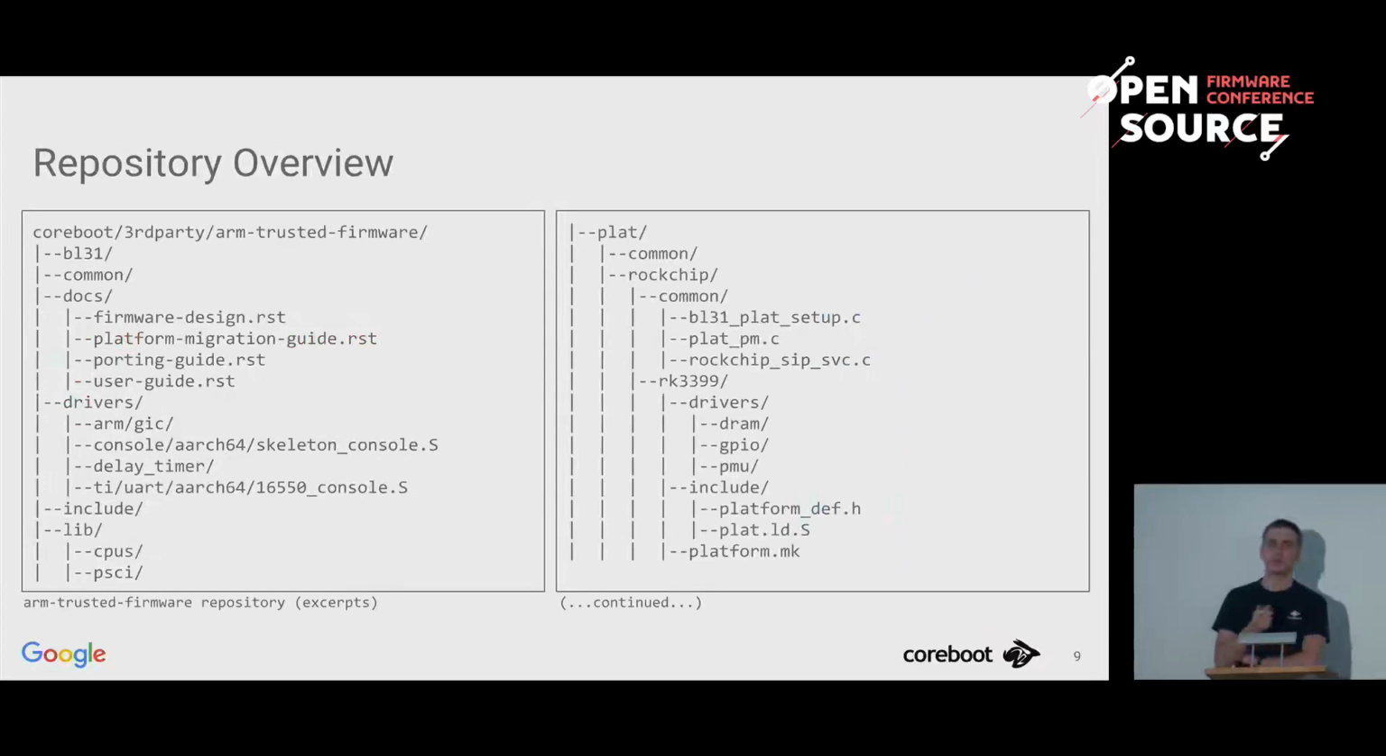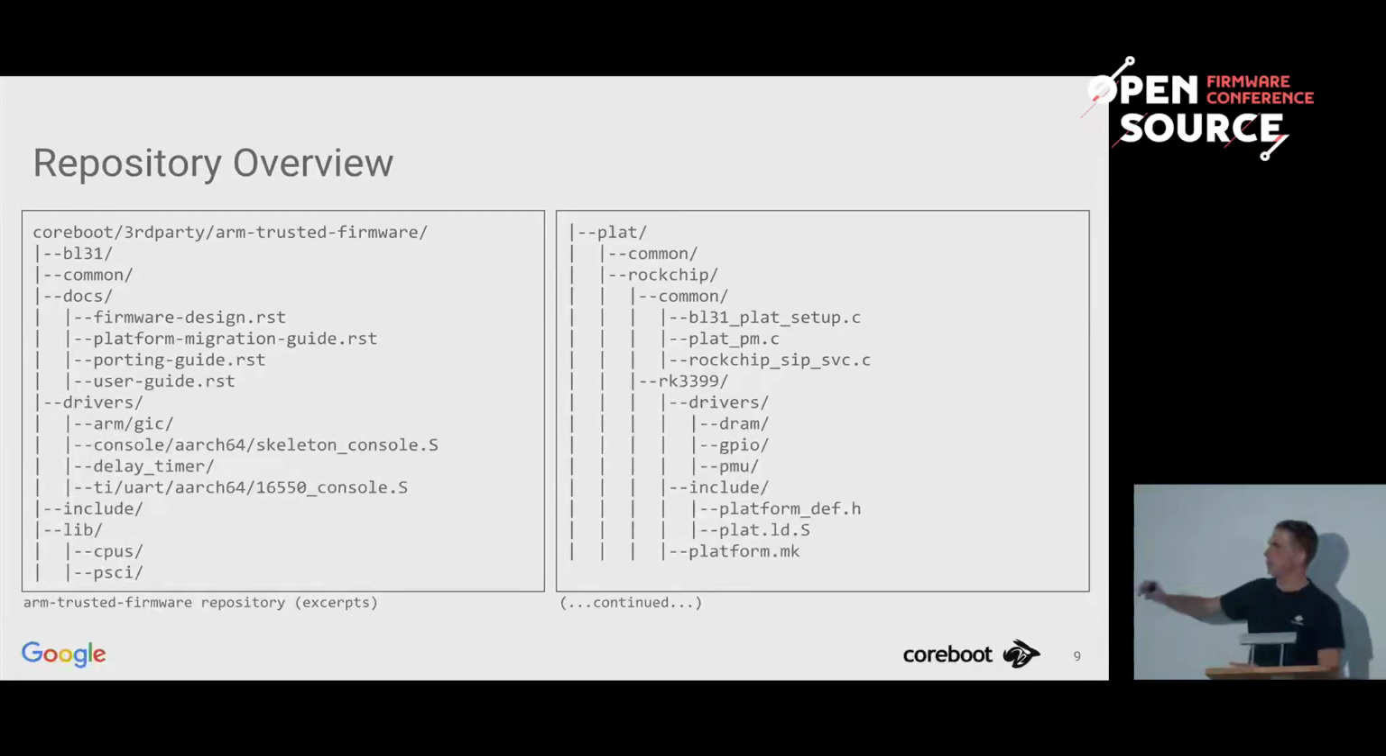This is a quick overview about how the Trusted Firmware repository is laid out. My goal here is essentially to give you a rough idea of where to look if you have to implement your own SoC, like if you're implementing an SoC in coreboot and want the Trusted Firmware support to get it working on ARM64.